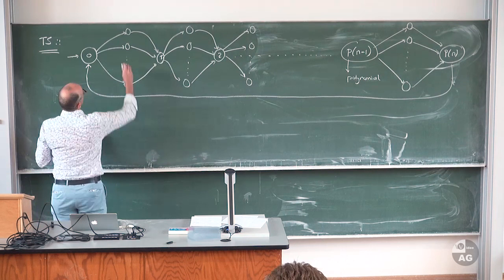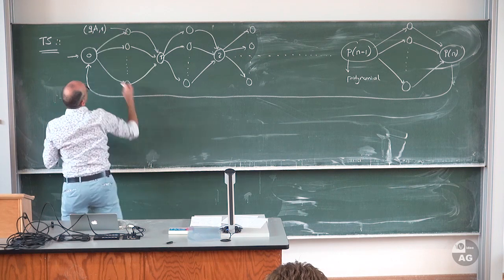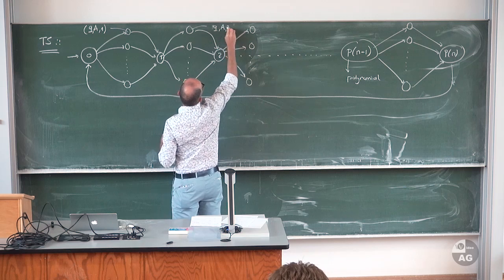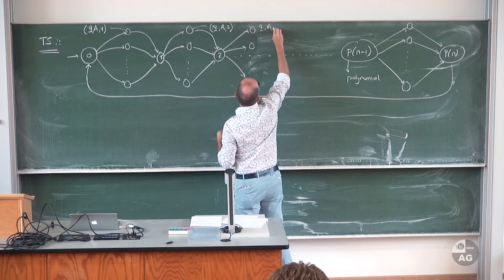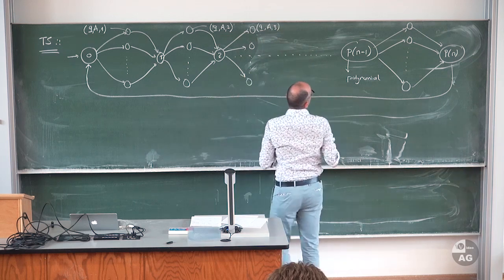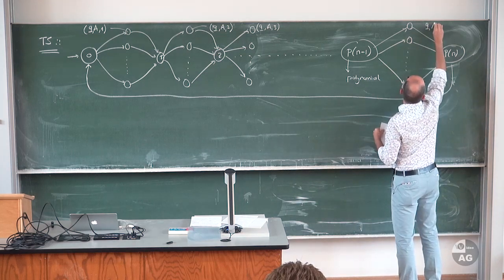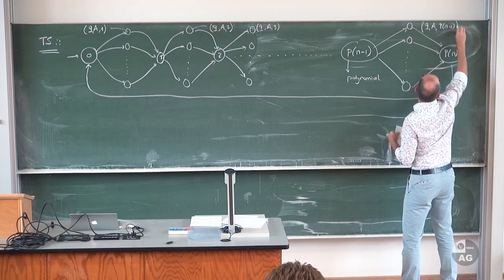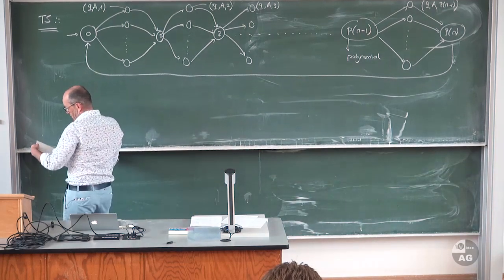So this is, for instance, a state which is a triple. It's (q, a, 1). I'm going to explain this in a minute. This is, for instance, (q, a, 2). And this is (q, a, 3). And this is, for instance, something of the form (q, a, P(n)-1). Good. Let me explain those triples. So what does that mean?